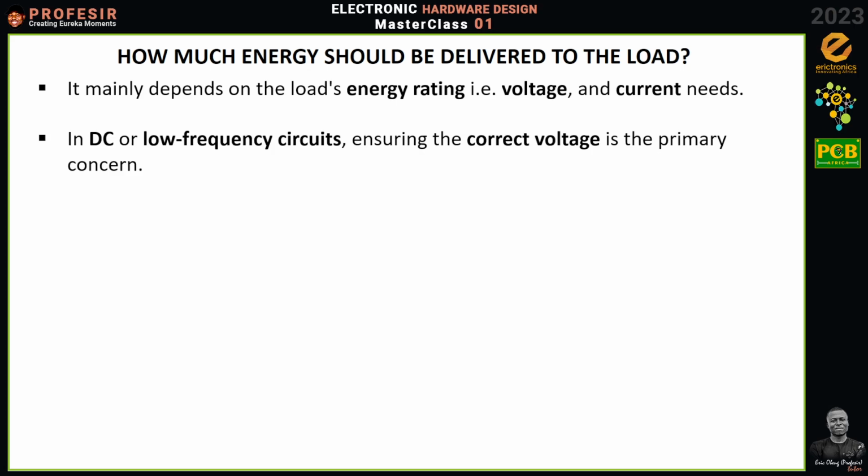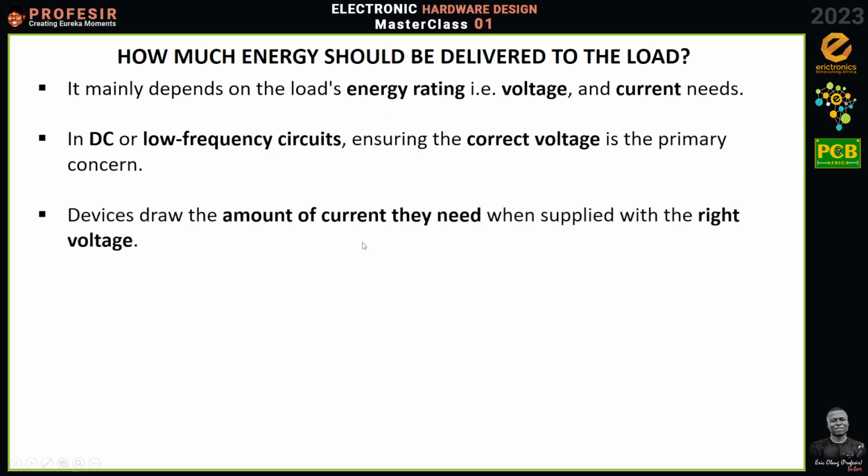Another thing you have to make sure of, when the voltage is intact, is that your power source or your circuit is able to deliver the required amount of current that the system needs. So these are two very, very important things.